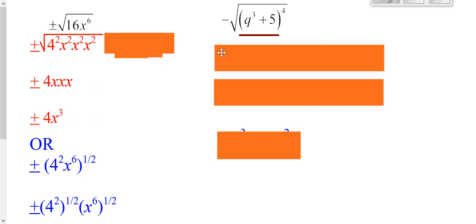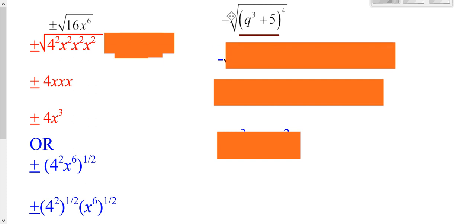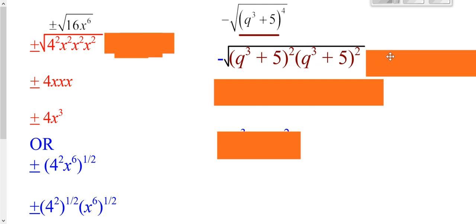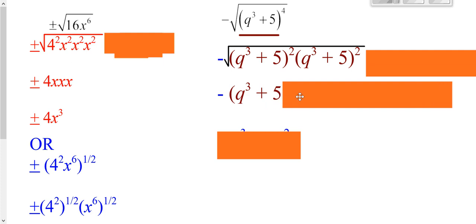So on this problem, we're still going to have that negative in front. We have a square root, so I want to rewrite the inside as something squared. Right now I have it as something to the 4th power. So I'm going to write it as that something squared. And well, then I'd have that same thing squared a second time. So now I'll still have my negative. This square root's going to cancel out this squaring, leaving me with what's in front of the squaring.